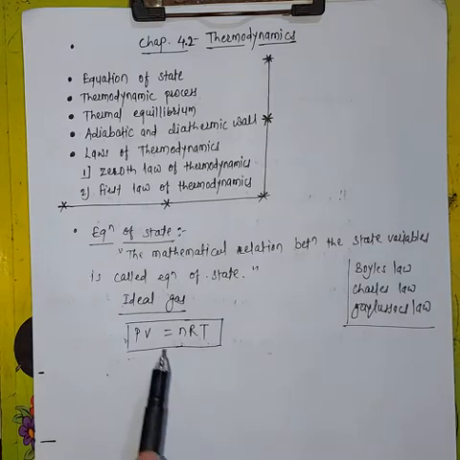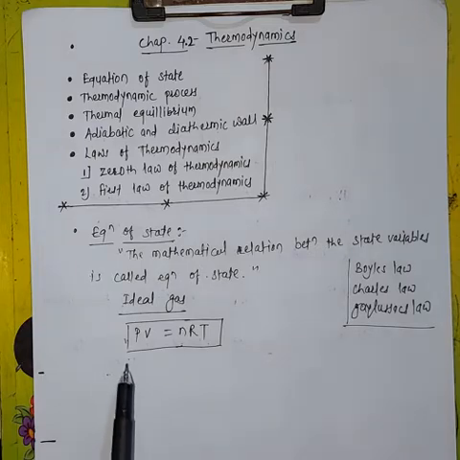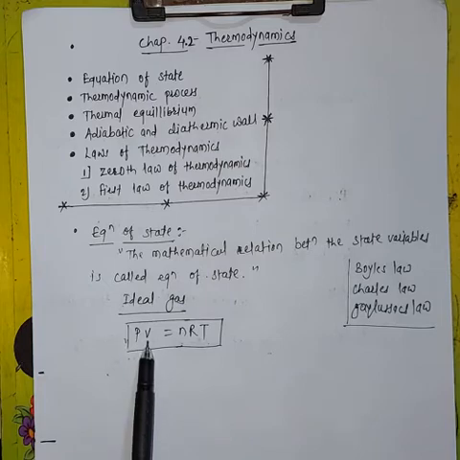If there is a fixed amount of gas, fixed amount meaning 1 kg gas or 2 kg gas, then out of these 3 variables, there are only 2 variables, that are either pressure and volume or temperature and volume.